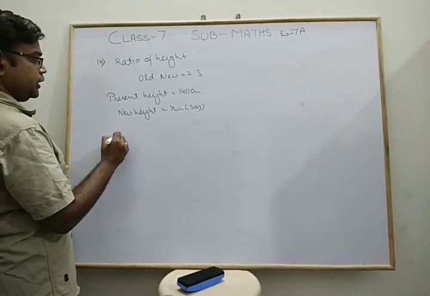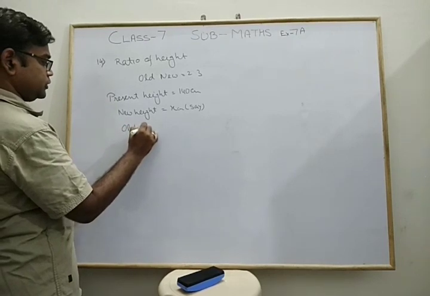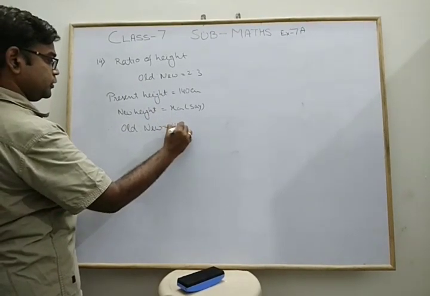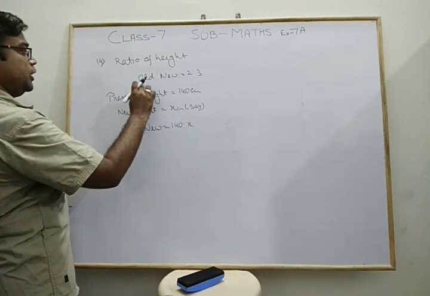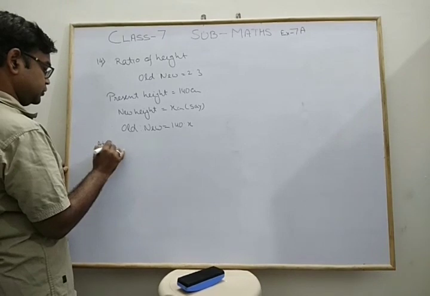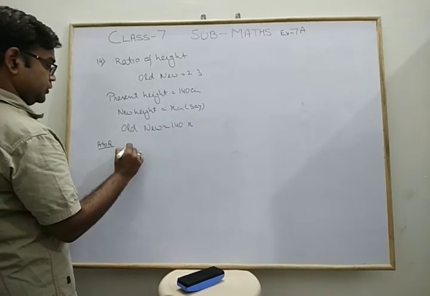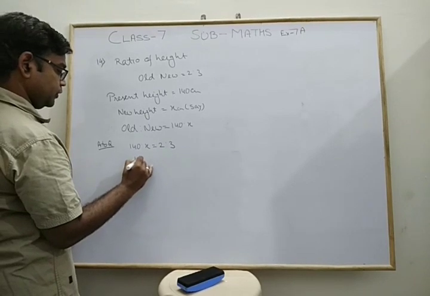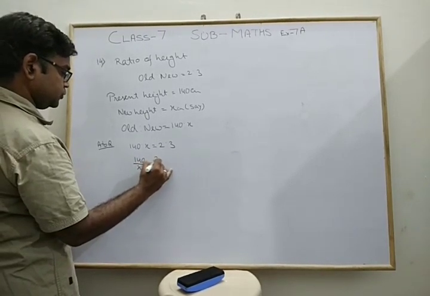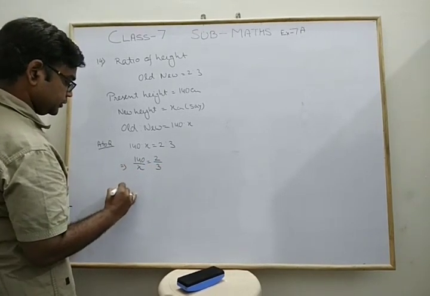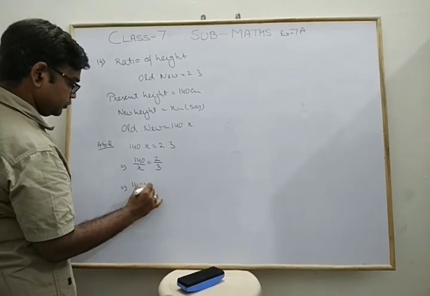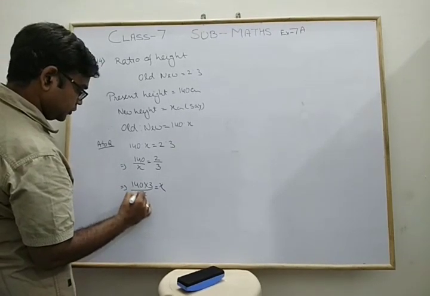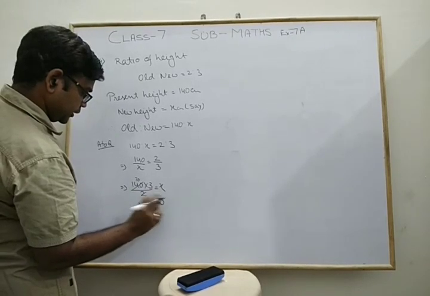Now, as we know, old ratio new in this case equals old is 140, new is x. And according to the question, this must be equal to 2 ratio 3. You can say 140 ratio x equals 2 ratio 3. 140 upon x equals 2 upon 3. Multiplying each other, we have 140 into 3 by 2 equal to x. Therefore, x equals 210 centimeters.